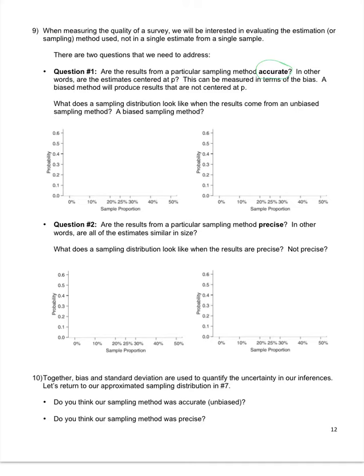So what does a sampling distribution look like when the results come from an unbiased sampling method versus a biased sampling method? So let's put unbiased here, and we'll put biased over on the right. All right, so if it's unbiased, that means the center should be at p. And let's assume for now that we're still dealing with the previous population and that p is 25%. So an unbiased sampling method means our center should be right at p. So our distribution might look something like this.